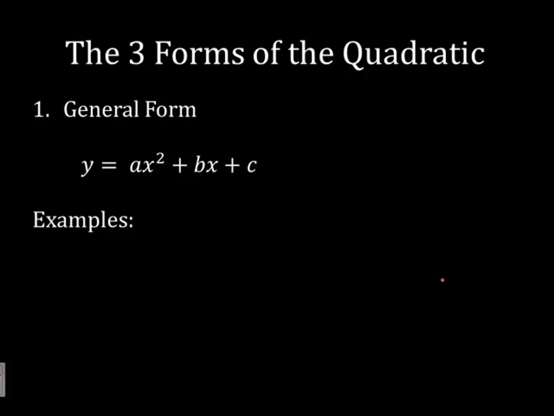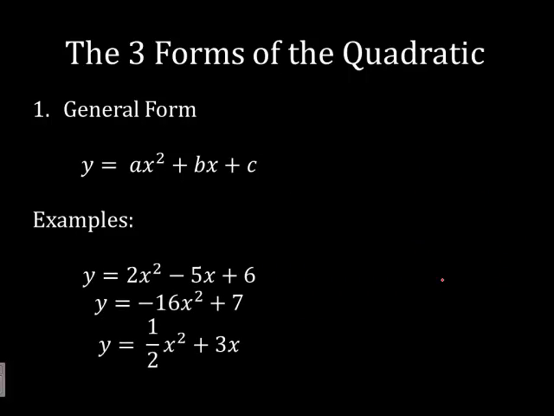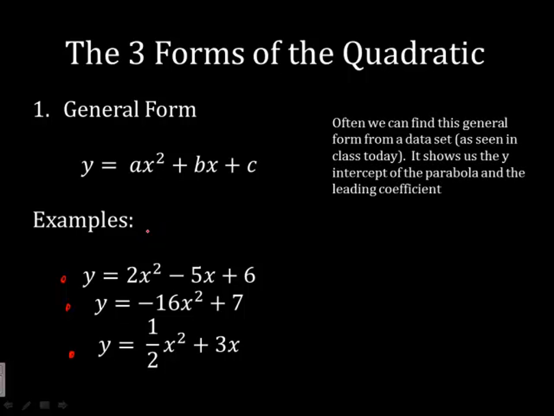So moving on to the three forms of the quadratic, the first form is the general form, which we see here. Examples of general form include these three polynomials or quadratics. These are second degree polynomials that form quadratics. And often, like we saw today in class, we can find this general form from a data set. It shows us the y-intercept of the parabola and the leading coefficient.